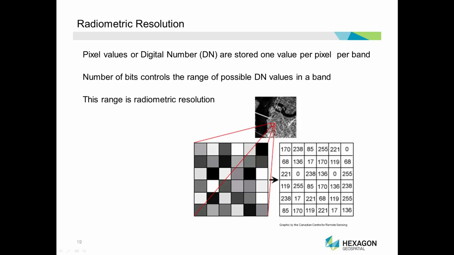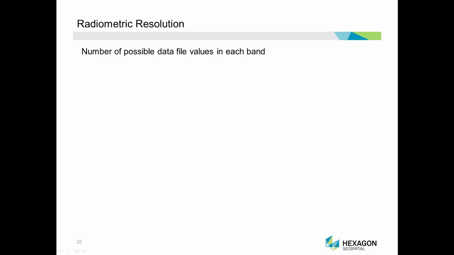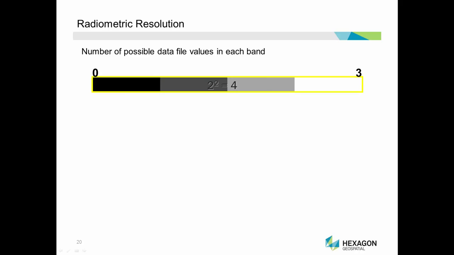Radiometric resolution refers to the bit depth, and it determines the range of digital numbers stored within an image. Computers store information using ones and zeros. Each bit within an image has 2 possible values, a 1 or a 0. Therefore, 2 to the exponent bit value defines the range of values found in an image.